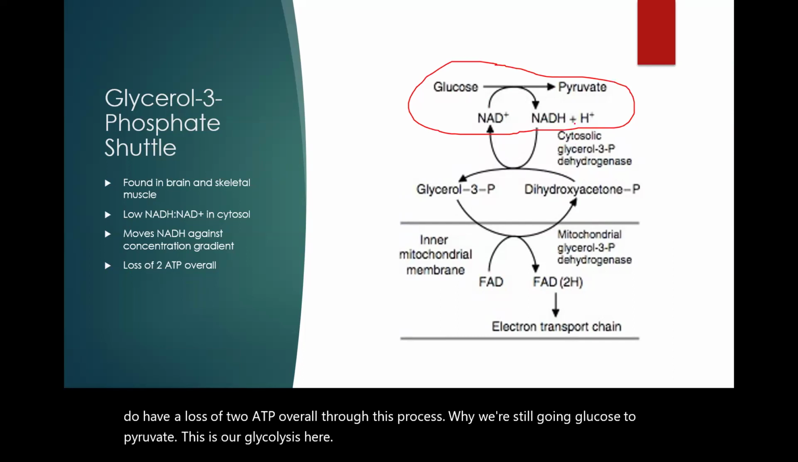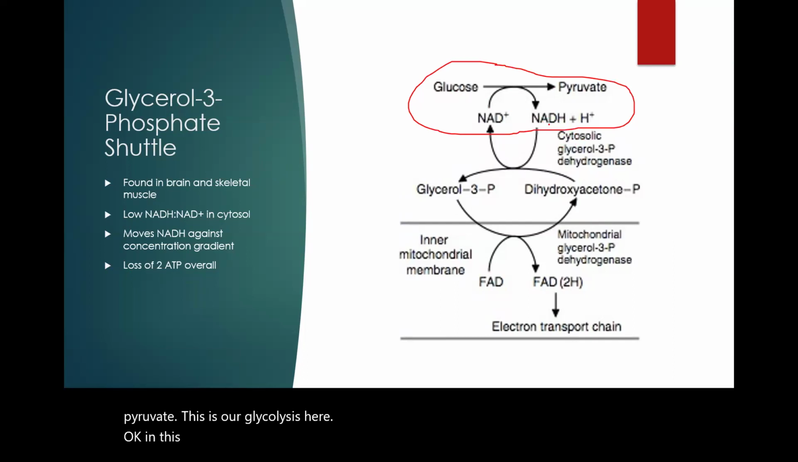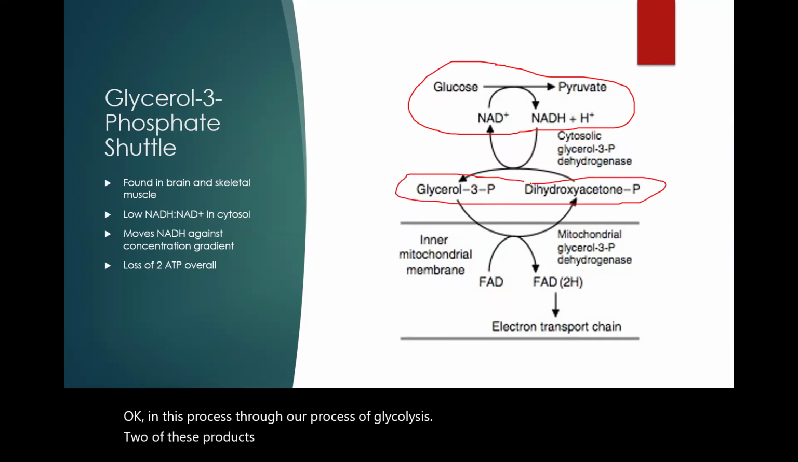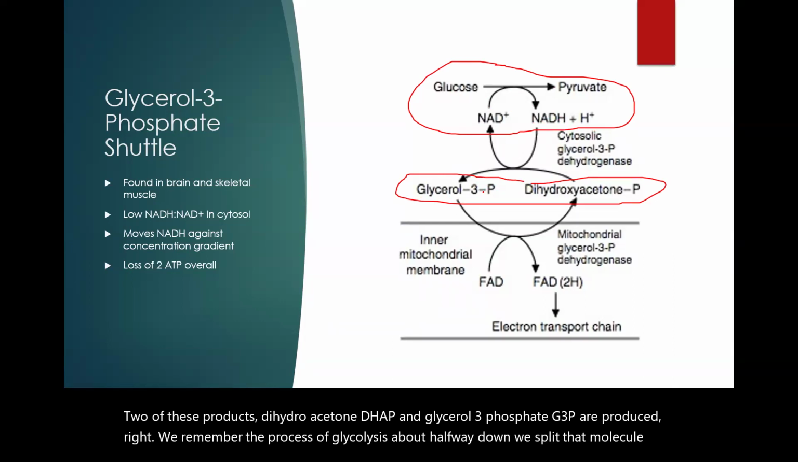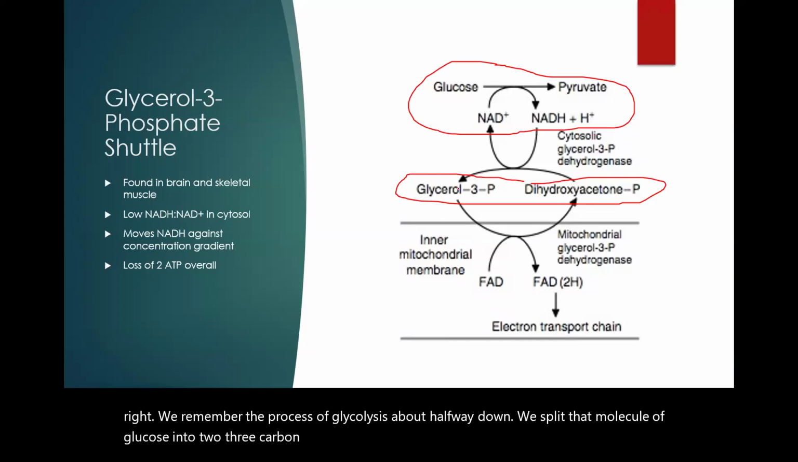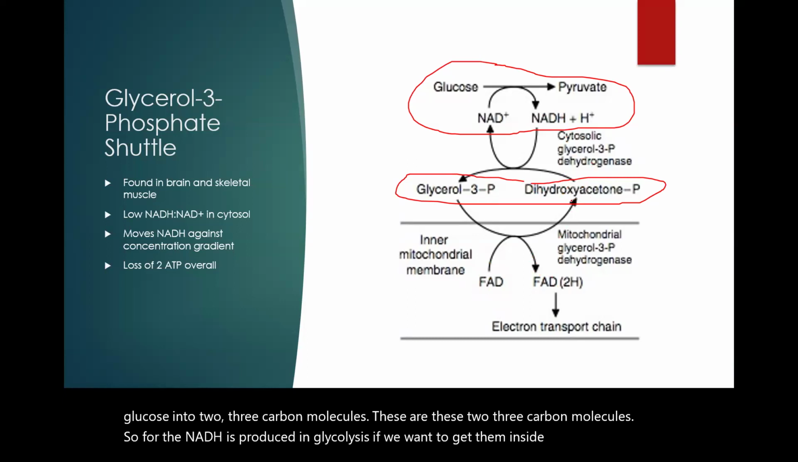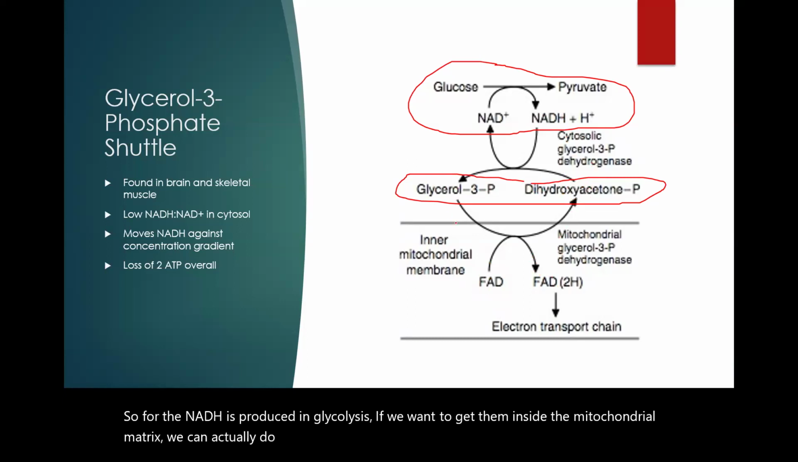Okay. In this process, through our process of glycolysis, 2 of these products, dihydroxyacetone phosphate, DHAP, and glycerol 3-phosphate, G3P, are produced, right? We remember the process of glycolysis. About halfway down, we split that molecule of glucose into two 3-carbon molecules. These are these two 3-carbon molecules. So for the NADHs produced in glycolysis, if we want to get them inside the mitochondrial matrix, we can actually do that via this interconversion.